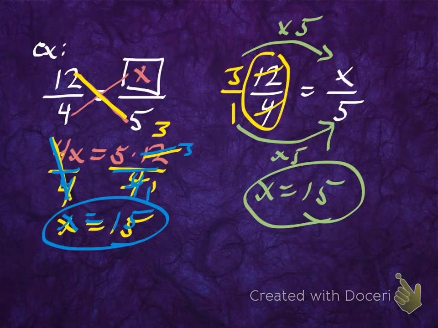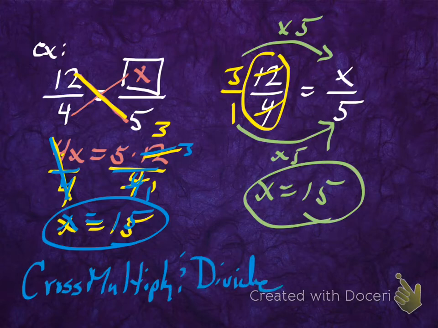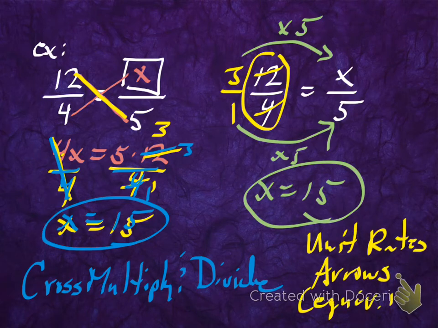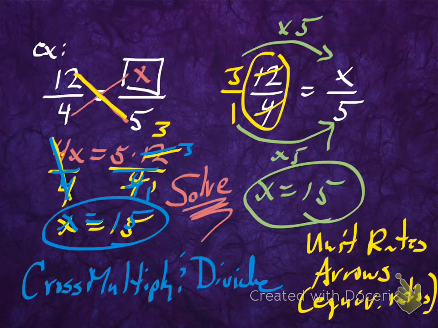Okay, the first method would be called cross multiply and divide. And the second method, well, it doesn't really have a name, but I say it's using unit rates. So you do unit rate first, and then you do the arrow method, which is really doing equivalent ratios. And so this is a way we can solve this. All of this is called solving a proportion. We're figuring out what value goes in for these variables up here, to make the proportion work.